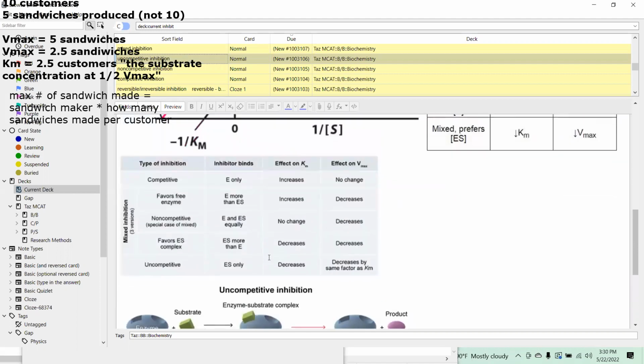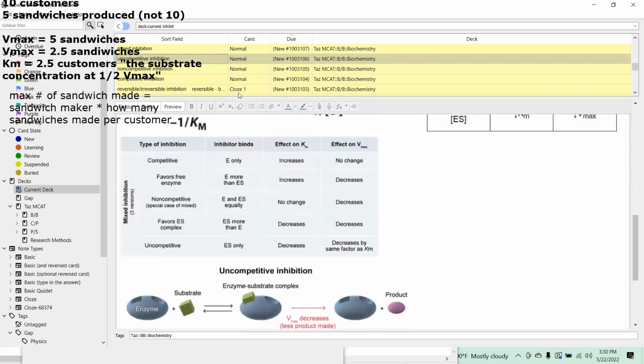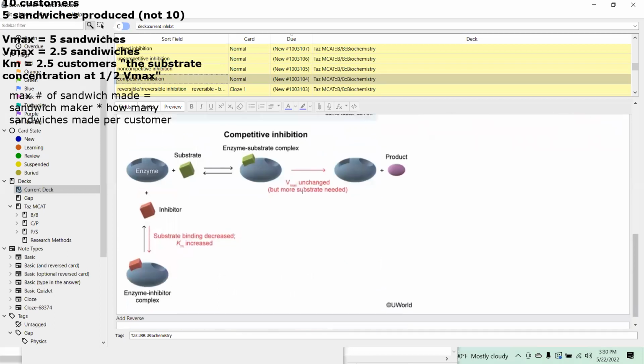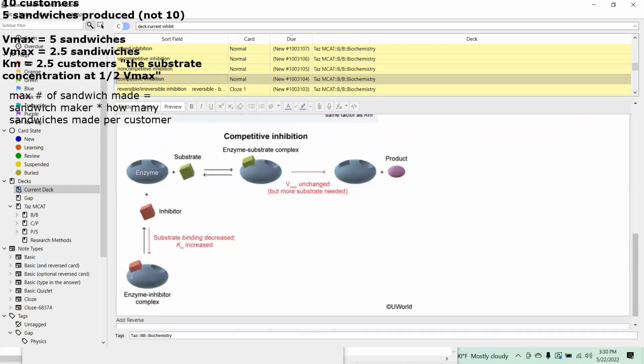And then the Vmax is going to decrease the same as the Km decreases. And I remember this as an uncompetitive inhibitor has a united effect on both of these. Whereas in a competitive inhibitor, there's no change on the Vmax. Why is there no change on the Vmax? Because if you simply put a bunch of substrate, you can outcompete the inhibitor.